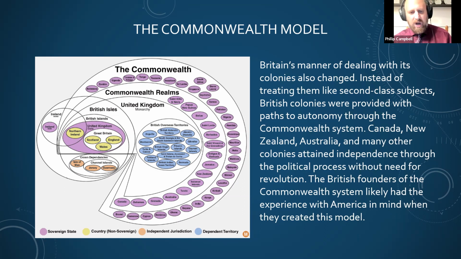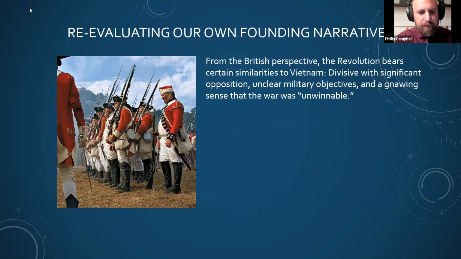And the British founders of the Commonwealth system likely had the experience with America in mind when they created this model. So you can see all these countries that belong to the British Commonwealth today, they didn't need violent revolutions because the British created a path to autonomy that kept them united economically and culturally under the British Empire without necessitating violence. Okay, finally, we have to use what we know here to evaluate our own founding narratives.